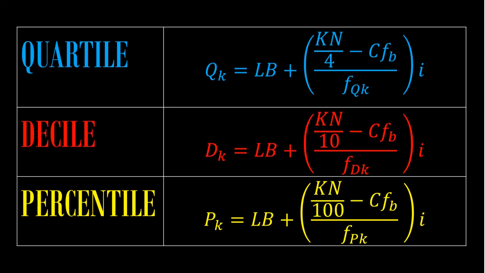Sa decile naman, papalitan lang natin yung over 4 doon ng 10. And for the percentile, papalitan naman natin ng 100. Sa quartile, that is 4. Sa decile, that is 10. And for the percentile, that is 100.